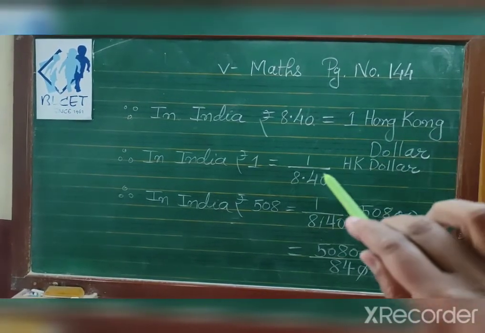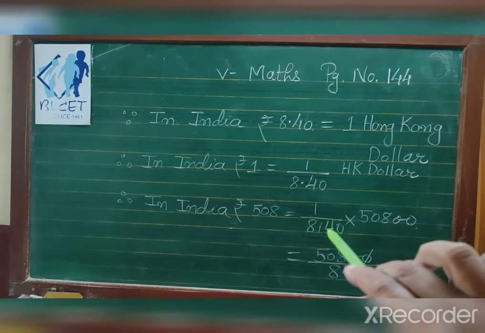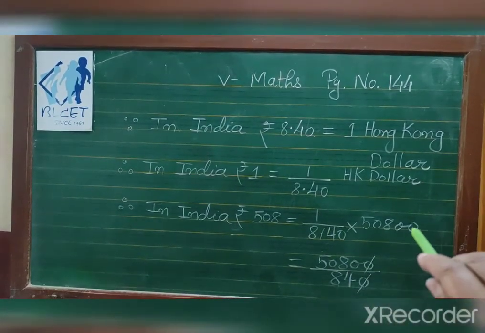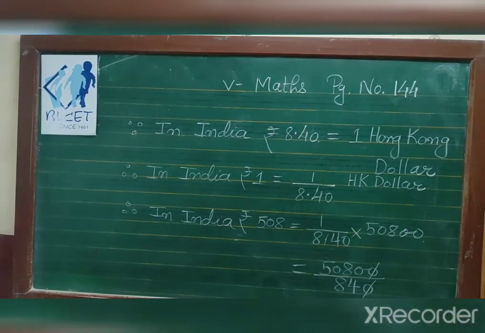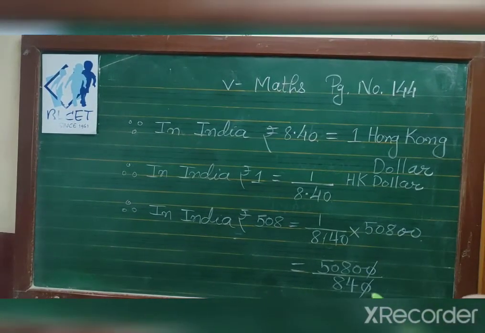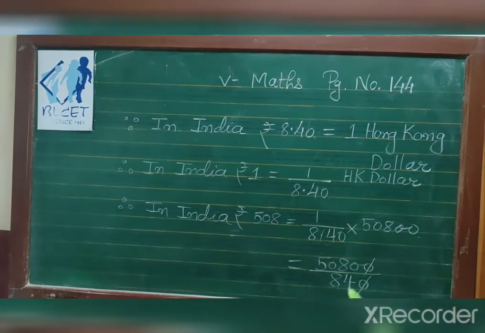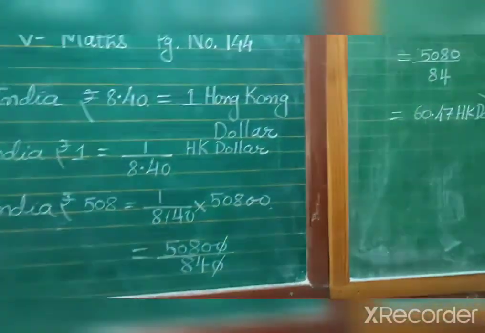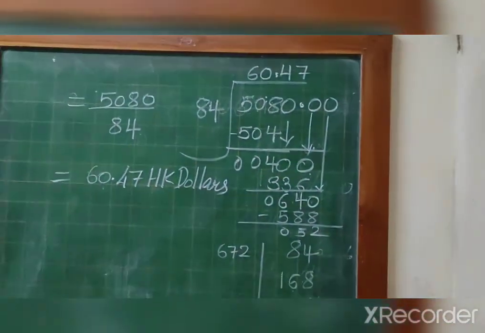So 1 upon 8.40 into 508. When you delete this decimal, after the decimal 2 zeros you put. So 5080 upon 840. This 0 you can cancel from this, and if you want to take the reduced form, divide both the numbers by 2, but directly I am here dividing 5080 by 84.